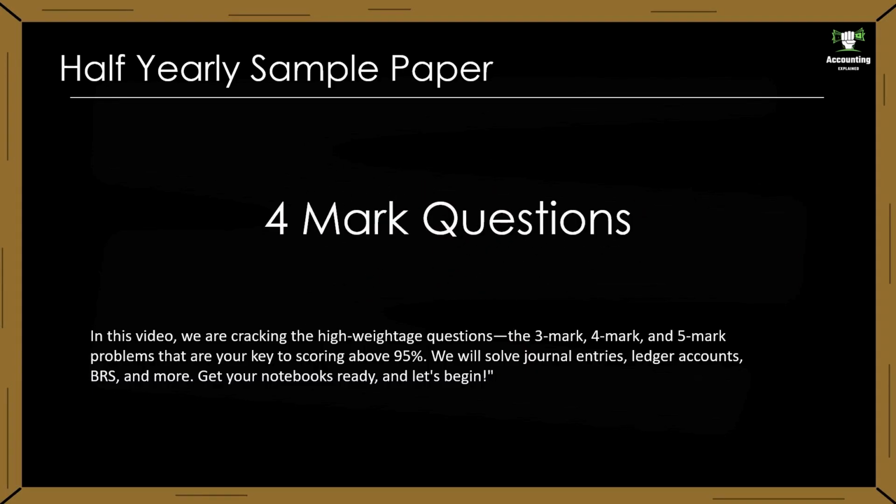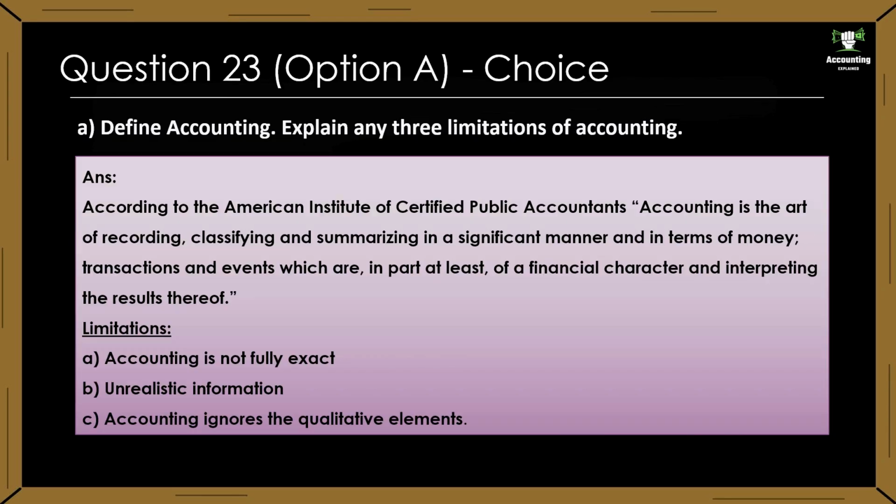Now we are going to solve 4 mark questions. Question 23 is a choice question. So you can either write A or B. Now let us see A. Define accounting. Explain any 3 limitations of accounting. When they say define accounting, you have to write the definition as such. You cannot make any change. Okay. You have to learn it by heart and write. You don't have any other way.